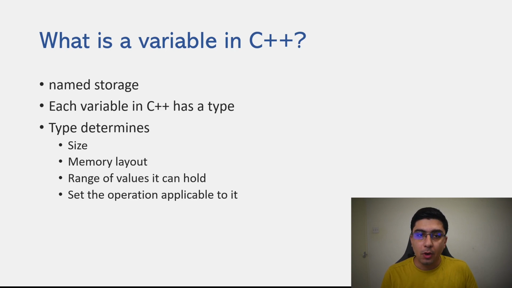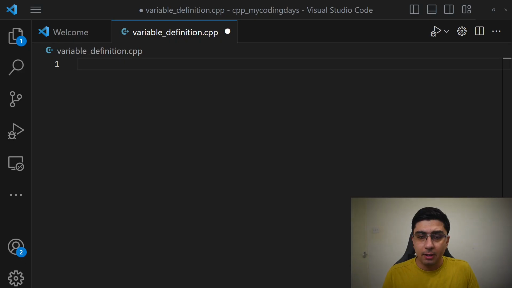A variable provides us with named storage that our programs can manipulate. Each variable in C++ has a type, which determines its size, memory layout, range of values it can hold, and the set of operations applicable to it. A variable definition in C++ consists of a type specifier followed by one or more variable names separated by commas. It ends with a semicolon. We can optionally provide an initial value for the variables.